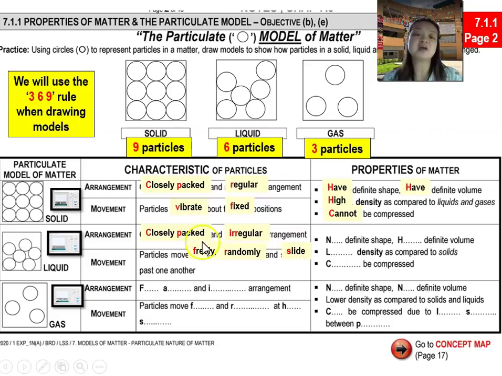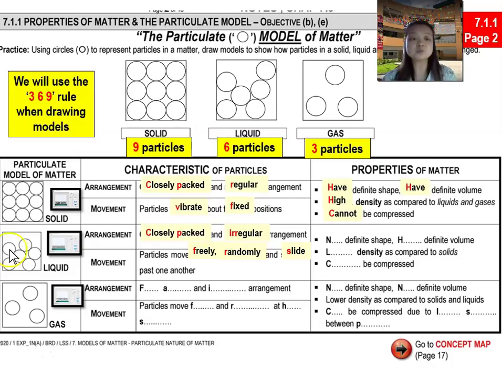Now this is very important. You might want to put a star here because whenever we ask you questions like what is the difference between the movement of solid and liquid particles, you must say that solid particles vibrate about a fixed position, so the particles don't change position, whereas in liquids, the particles can actually move from one position to another. That's why they can slide past one another.